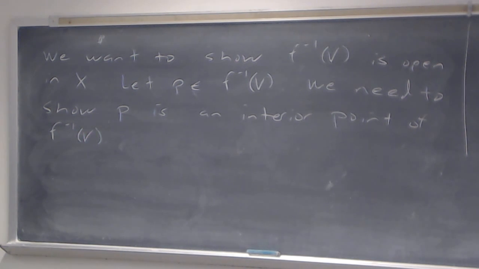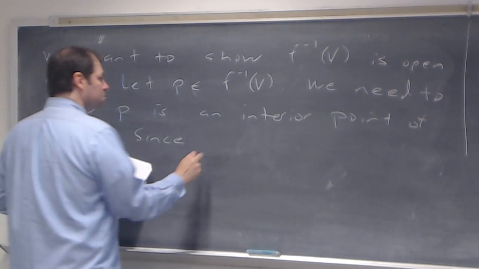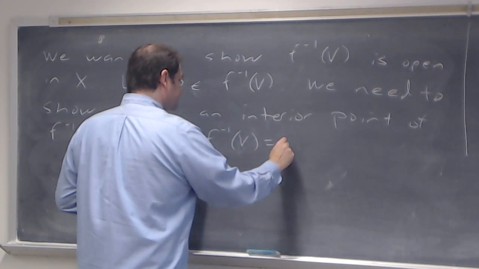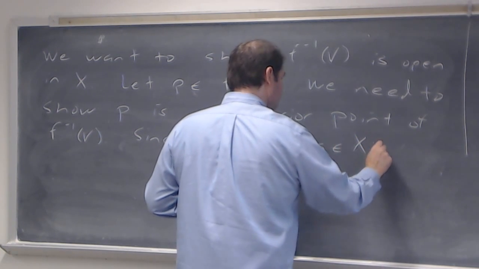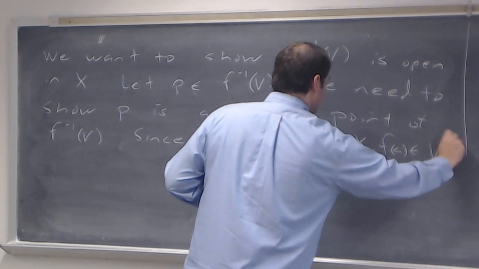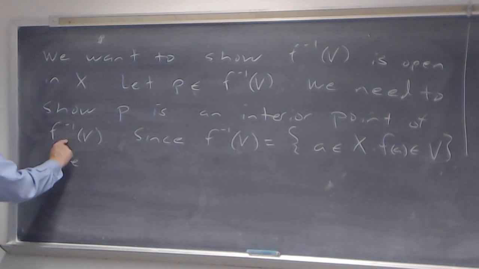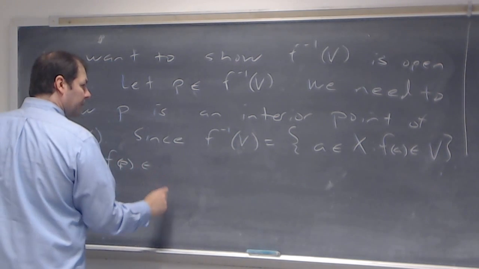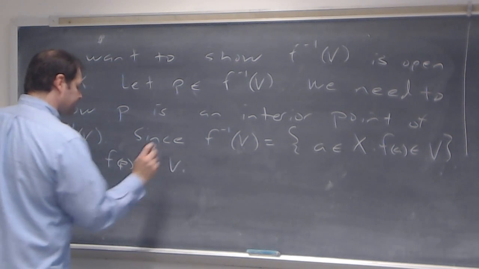Well, what do we know? We know a couple things. First of all, we know what F inverse of V is. F inverse of V consists of, if you will, all the little a's that are elements of the space X such that F of a is an element of V. That's what it is, by definition. Then, since p is in the inverse image of V, F of p is an element of V.